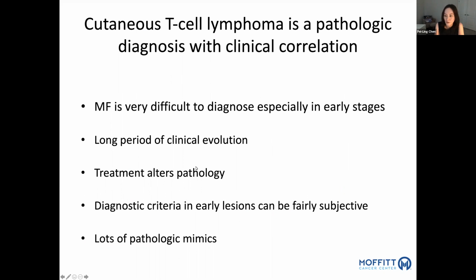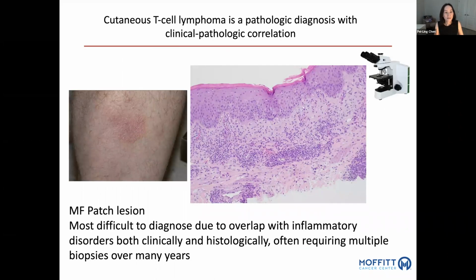Treatment also alters pathology. When you put on steroids, you can actually mitigate the histologic findings. Diagnostic criteria in early lesions can be very subjective. There are a lot of pathologic mimickers as well. So these are the challenges. Here we're looking at the patch lesion, an MF patch lesion.